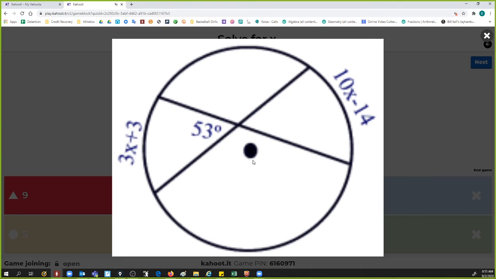Solve for x. These are on the inside, so we're adding. All right, so we're adding the arcs. So we would have 3x plus 3 plus an extra 10x minus 14. Divide by 2, and that equals 53. Combine like terms, we get 13 x's.